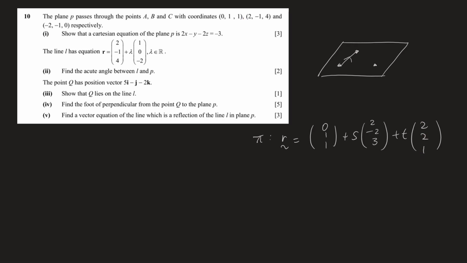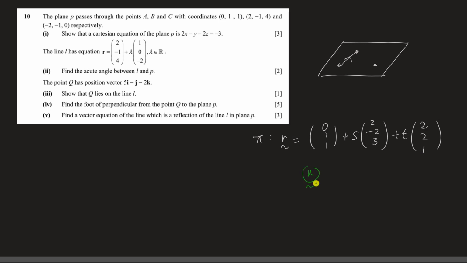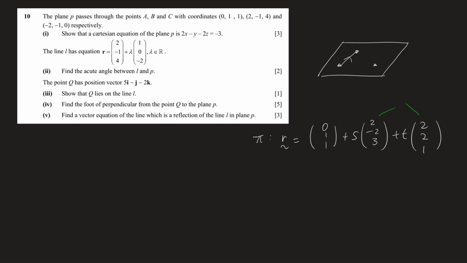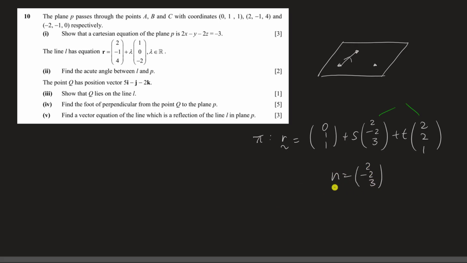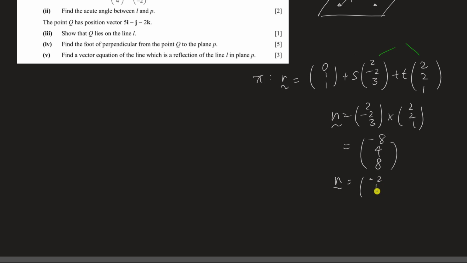And then what we do now is to find the normal so that we can use r dot n equals to a dot n, which is called the scalar product form. So to find the normal, you just need to cross these two. Normal would be (2, -2, 3) cross (2, 2, 1). First number, negative 2 minus 6, negative 8. Second number, 2 minus 6, negative 4, so it becomes 4. Last number, 2 times 2, 4, 4 minus 4, 8. Simplifying this, you can use normal to be (-2, 1, 2).